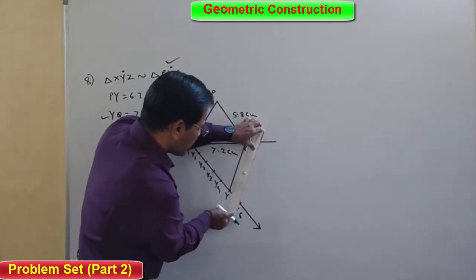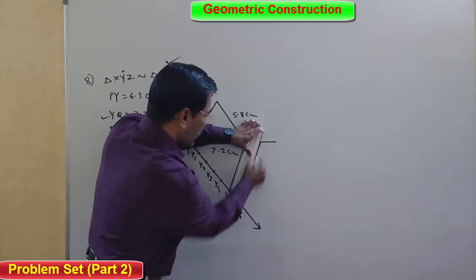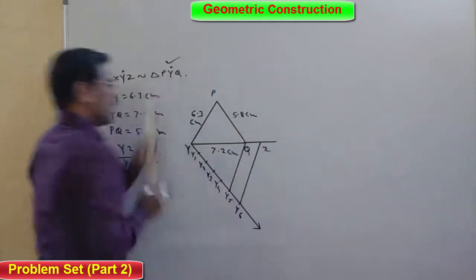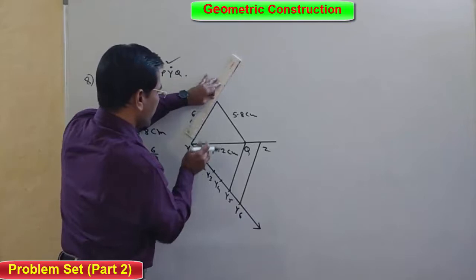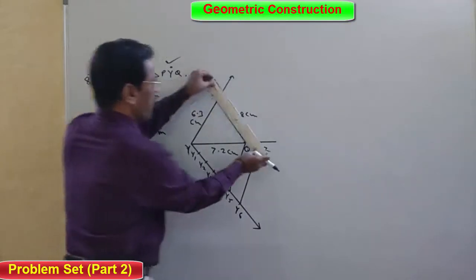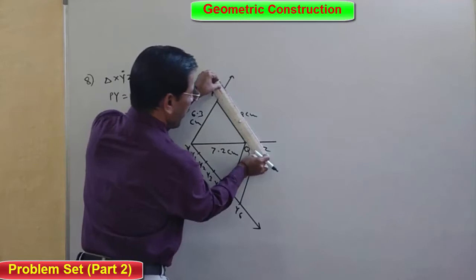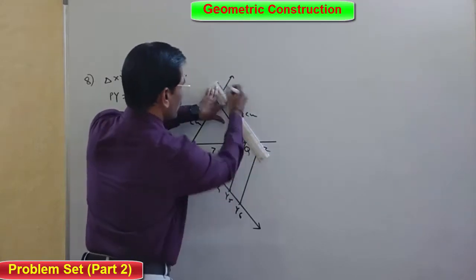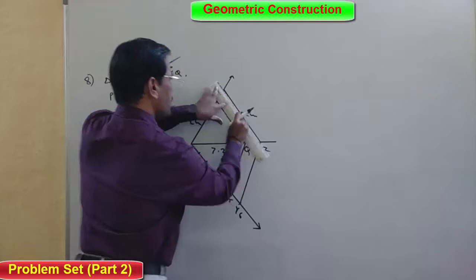Okay friends, just see here. This is only a rough figure and here Z will come. Again I have to extend this one also. Here also I have to draw a parallel like this one. This should be parallel to this PQ. Okay, this is only a rough figure.